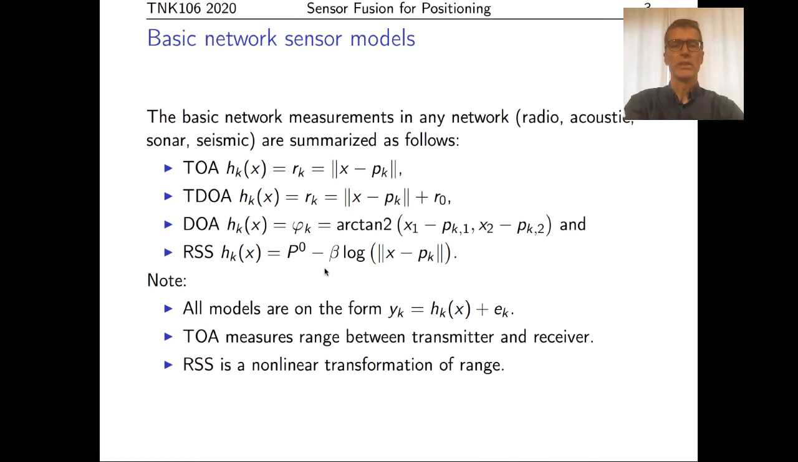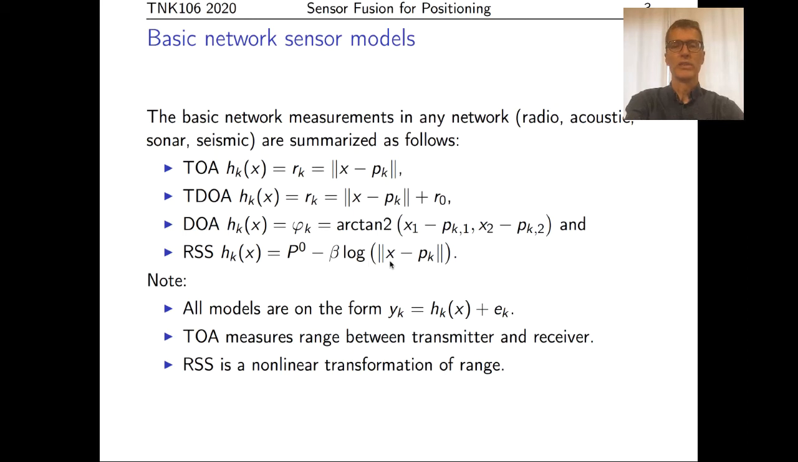And RSS, which is the most typical sensor in the search and rescue project, can be phrased as follows: we have the range between the transmitter, x, the position we are looking for, and our own position, pk here. But we don't observe the range directly like we do in the time of arrival, but we take the logarithm of the distance multiplied by the so-called path loss constant. And then we have an unknown transmission power. So the transmission power is attenuated by terrain and distance in this way.